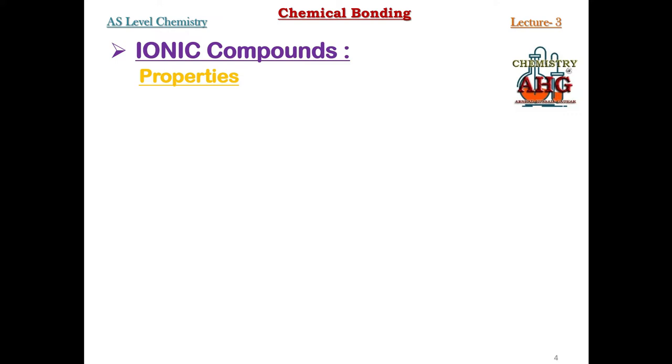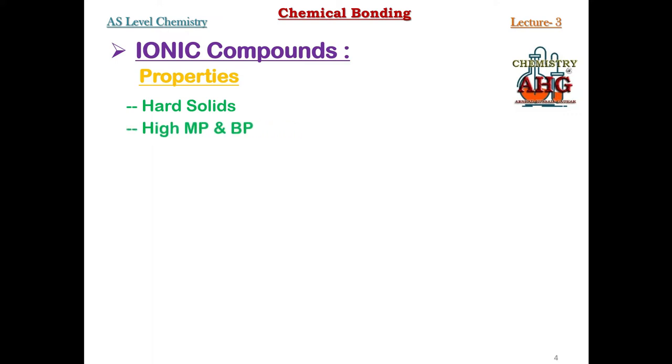And what are these 5 properties that you must remember? First, let's make a list of these 5 properties, and then we will study the detail of each one of them one by one. First of all, ionic compounds are hard solids. When they are hard solids, the second and third properties you can predict yourself. Anything that is a hard solid, you can easily guess its melting and boiling point. So they have high melting and boiling points.